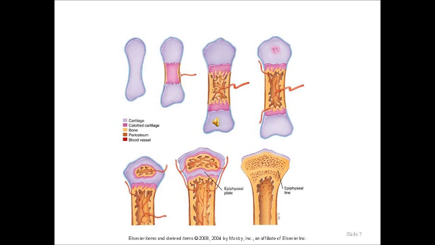So just to recap, the first row shows fetal development, and then the last part starts with the bones, with what they would look like at birth, during childhood, and then finally during adulthood.